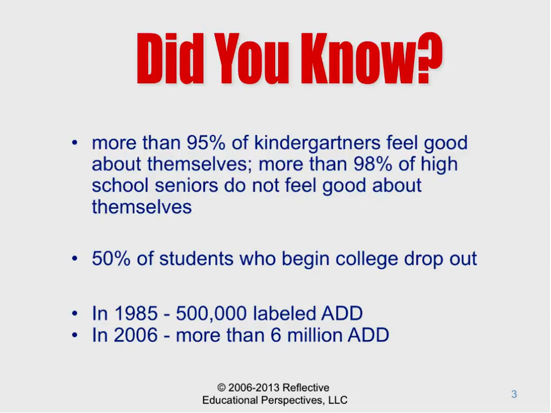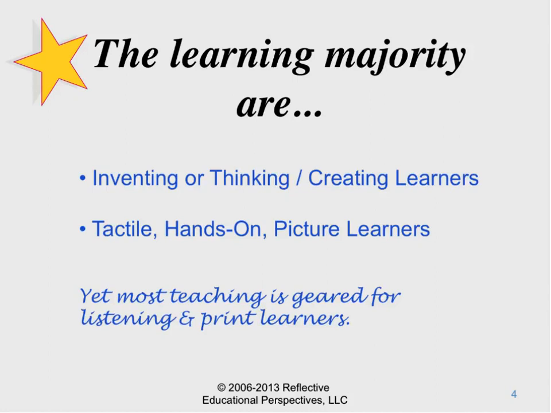Why is this? Well, the biggest reason, actually, is that the majority of the population are what we call inventing or thinking creating learners. They are tactile, hands-on picture learners. Yet most teaching is geared for listening and print learners. And therefore, we label all of these other people that have a different learning style as having some kind of learning disability because they are not predominantly listening and print learners.